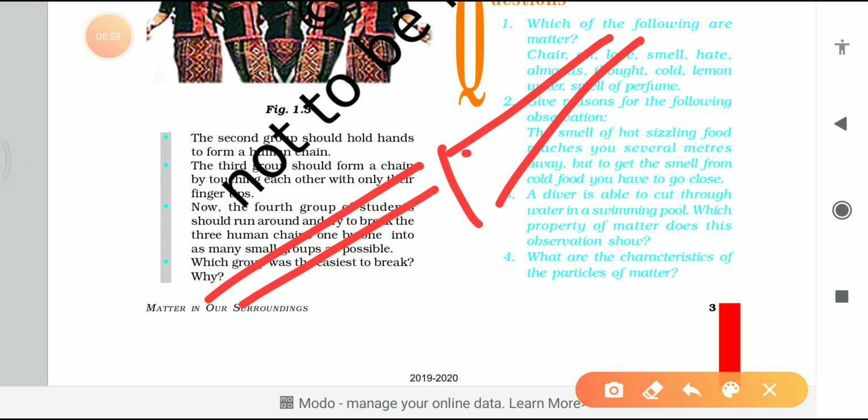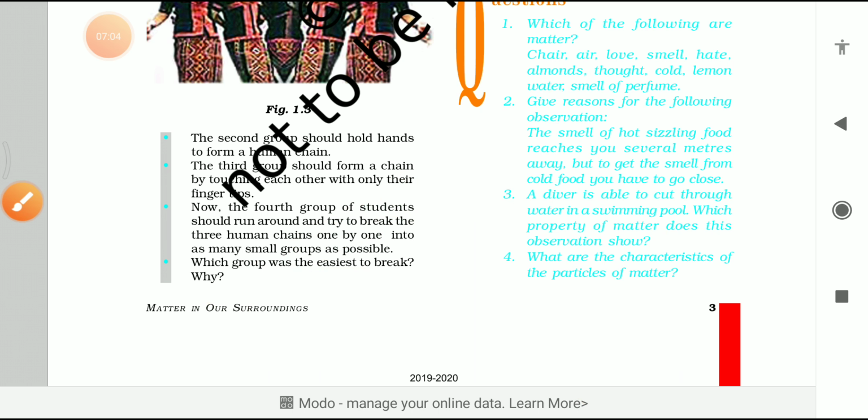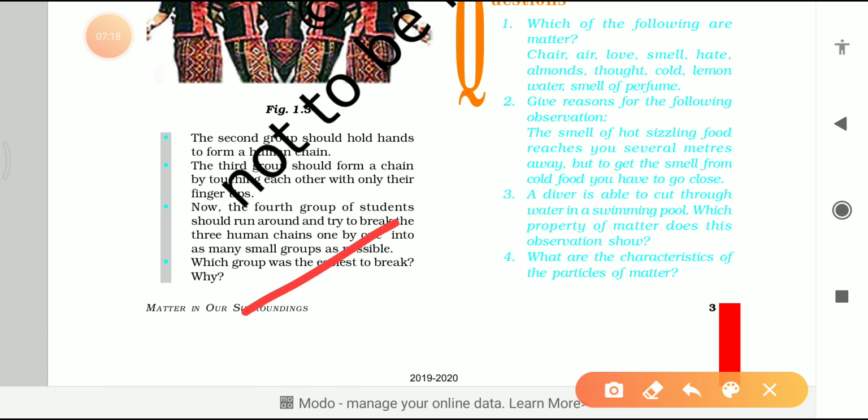In the second one, the force of attraction is less as compared to the first one. Now in the third group, all the students make a human chain by touching the fingers only. Here this is a finger and this one is another finger. Now here is a less force of attraction.